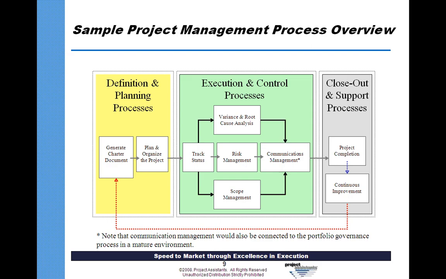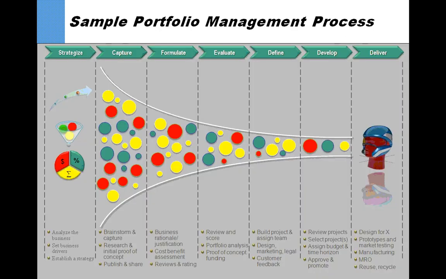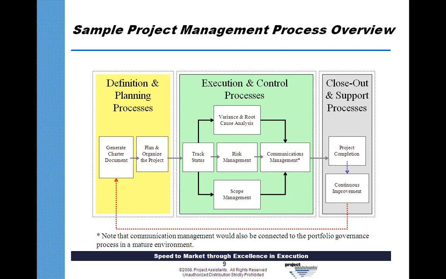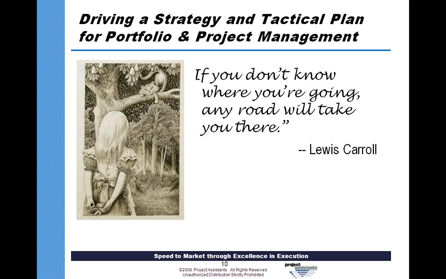So we have a reference point for a sample portfolio management process. We have a reference point for a sample project management process. And then the question is, well, how do we get there? How do we get a strategy in place, and how do we get supporting plans in place in order to be able to deliver portfolio and project management processes?